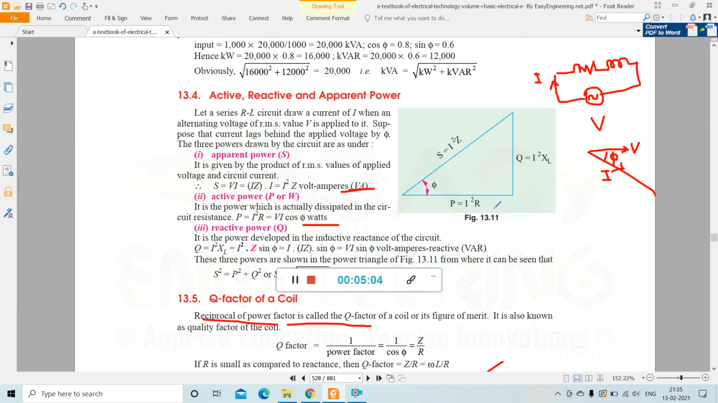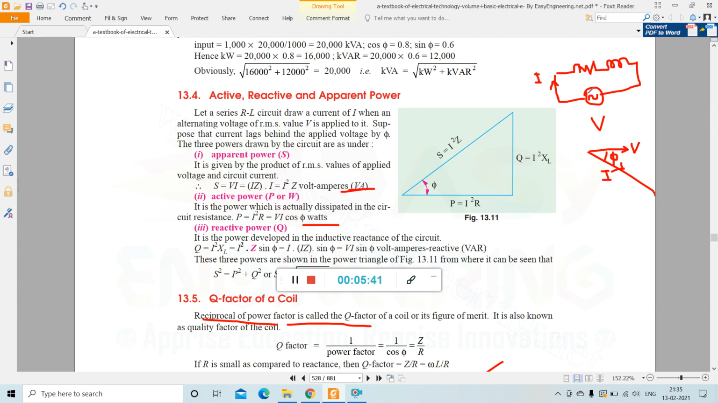Okay, so mainly there are three components, that is active, reactive and apparent power. So let's consider one RL circuit. Here, R and L, resistance and inductance, are connected in series, and it is supplied through an alternating voltage of RMS value V, which is applied to this RL series circuit, and this circuit draws I amount of current.